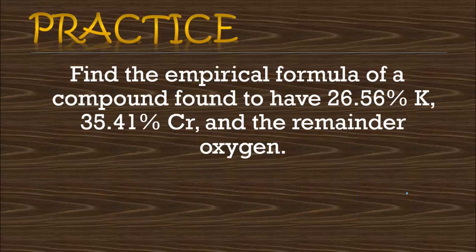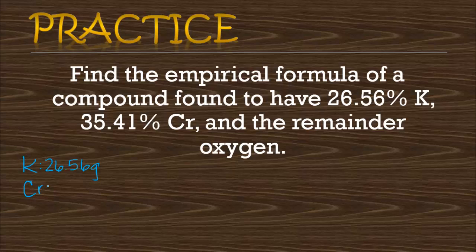So let's do it again. We want to find the empirical formula of a compound found to have 26.56% K, 35.41% Cr, and the remainder is oxygen. So we know that for K, we have 26.56 grams. Remember, all we're doing is changing the percent sign to grams.